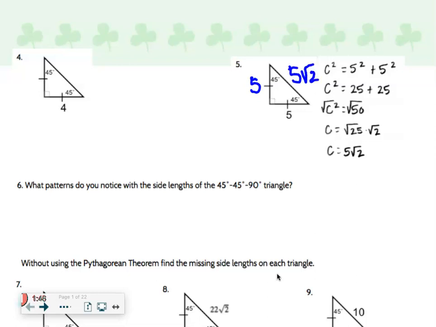You guys take a second and do the other three. We're going to see if we notice a pattern. It might just look really similar to this. Take a second, I'll slowly do them on the board too, and we'll see if we notice a pattern.